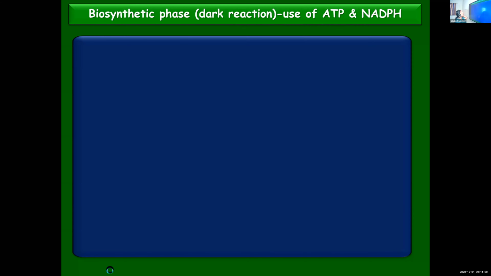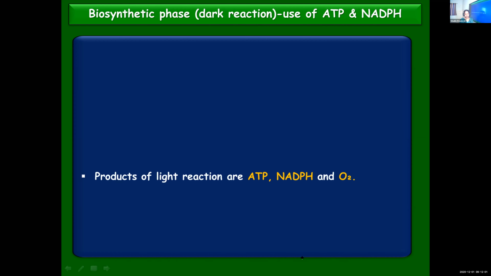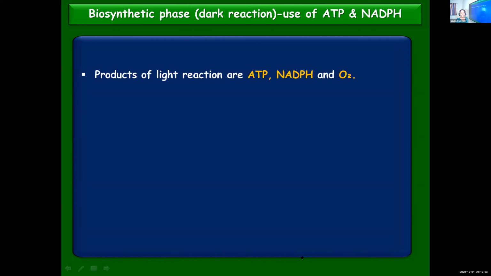We even call it the biosynthetic phase. The first one, light reaction, we call the photochemical phase. And here we call it the biosynthetic phase. It is during this phase that carbon dioxide gets fixed to form sugar molecules. So here synthesis of molecules, biosynthesis, is taking place.